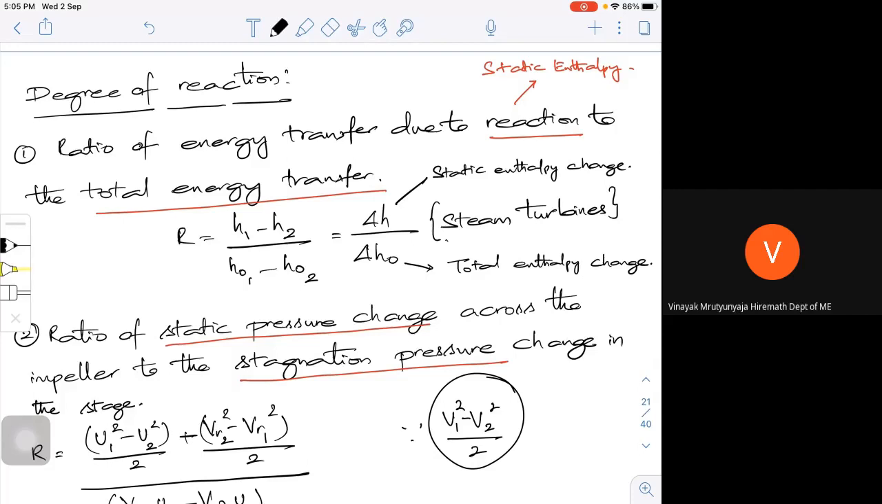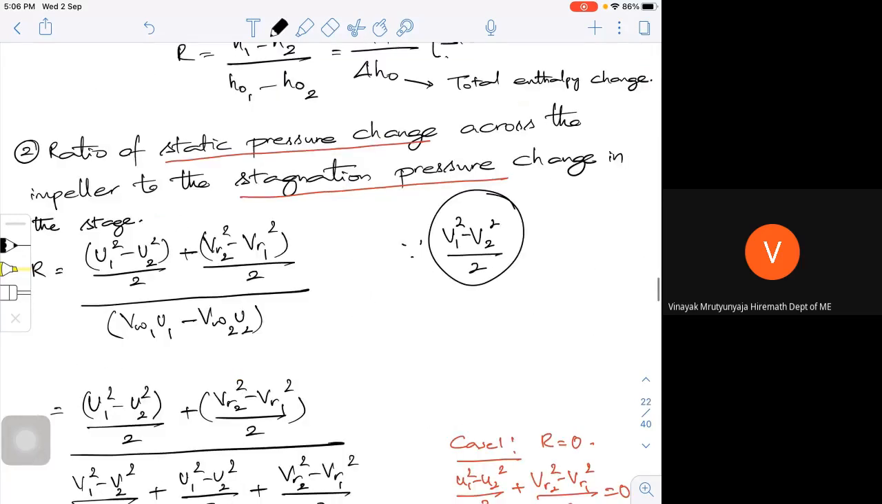If I try to take the ratio of it, it is the ratio of energy transfer mainly due to reaction, that is mainly due to static energy or static enthalpy change, to total energy change in terms of steam turbines or gas turbines. Or if I take any other turbo machine, if I speak in terms of energy, it is the ratio of your static energy to the total energy. So if I want to write, this is your original Euler equation, which we have already derived.